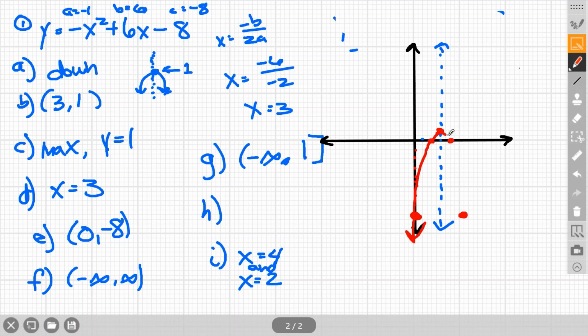So I'll graph my quadratic, and it looks something like this. It doesn't have to be perfect. Mine is very far from perfect. So something like this, and the gridded paper is not doing me any good. Okay, so that's number 1.